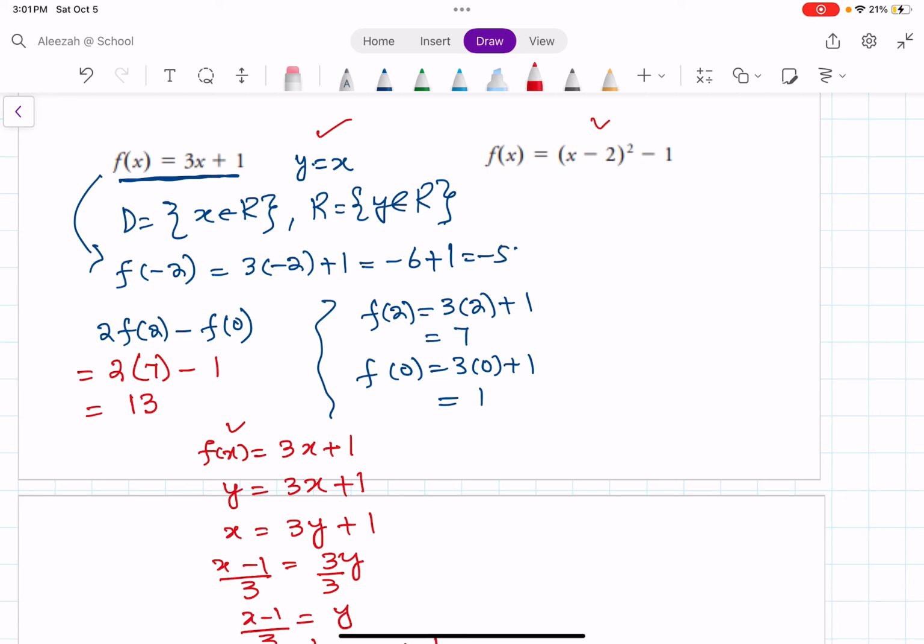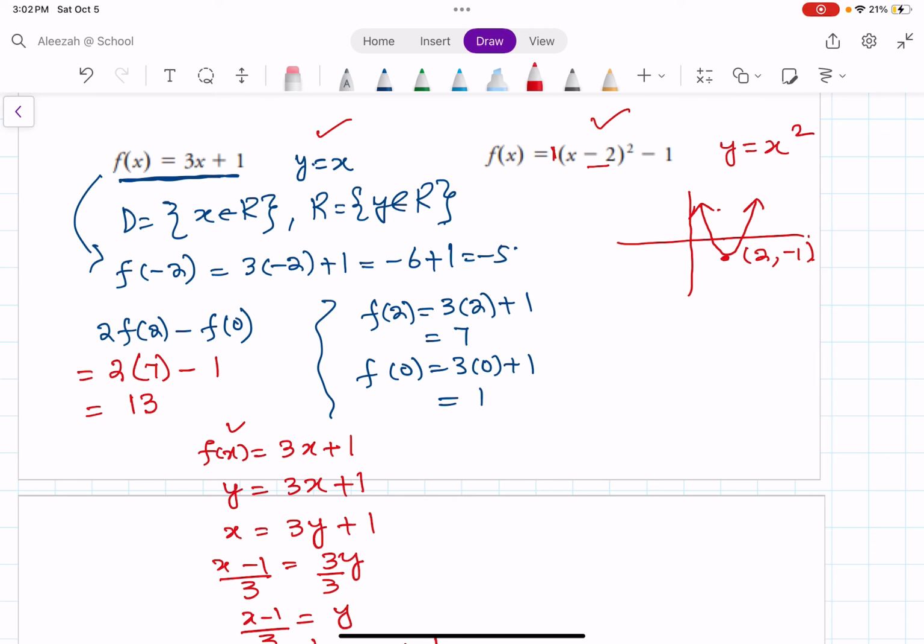Okay, the second one here. First we need to find the parent function, and you can see that it's a quadratic, so the parent function will be y equals x squared, right? Now, to find the domain and range, it's better if you just make a rough sketch. If you make a rough sketch, you can see that x minus 2 means it is translated 2 units right and 1 unit down. And you can see that it's a positive 1 here, which means the graph opens upward. So that's how the graph looks like.